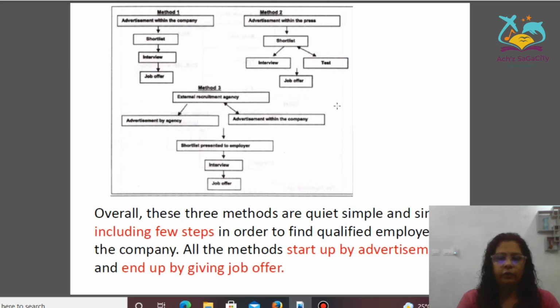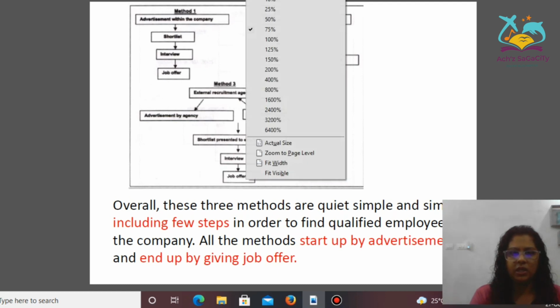Then about the overview, you can't see it.